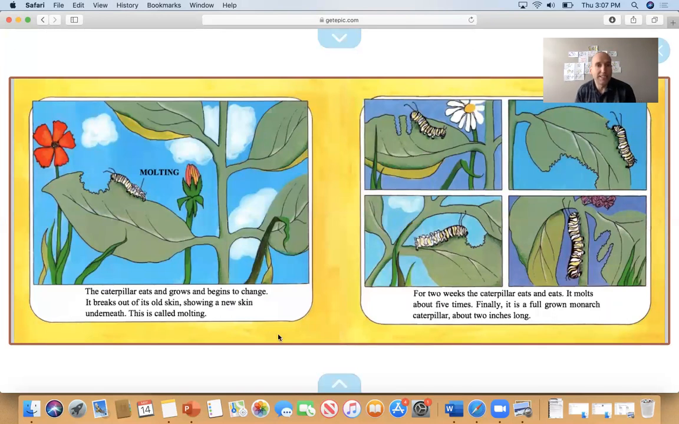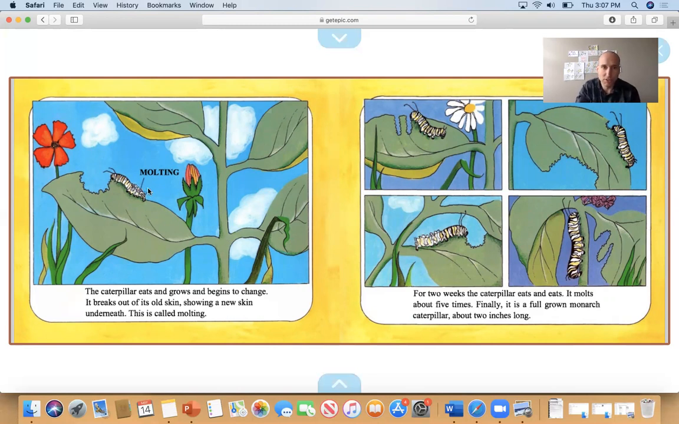The caterpillar eats and grows and begins to change. It breaks out of its old skin, showing a new skin underneath. This is called molting. For 2 weeks, the caterpillar eats and eats. It molts about 5 times. Finally, it is a full-grown monarch caterpillar, about 2 inches long.